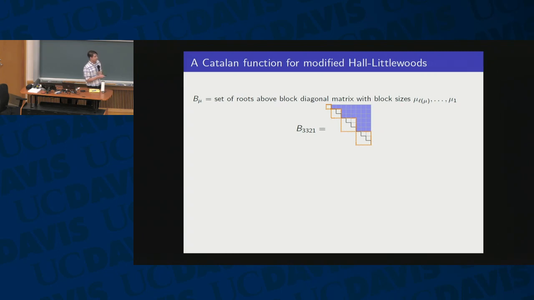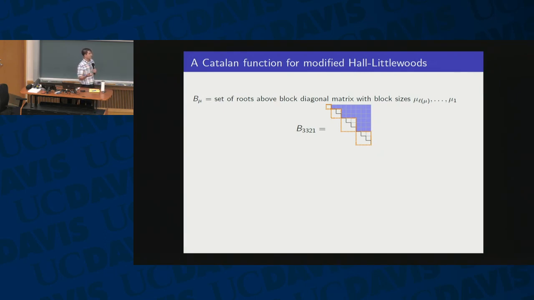So let's take the partition 3, 3, 2, 1, and then you draw blocks, squares of the size given by the partition: a 3 by 3, 3 by 3, 2 by 2, and a 1 by 1 along the diagonal there. Then you take all of the roots that are above the boxes and exclude all the ones in the boxes. Okay, so this is some sort of family.